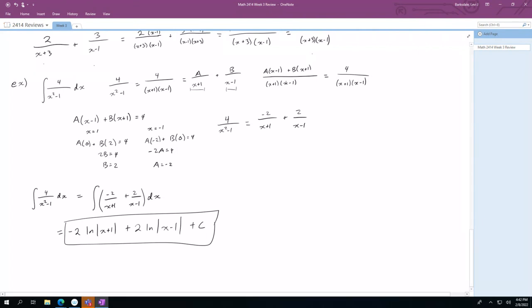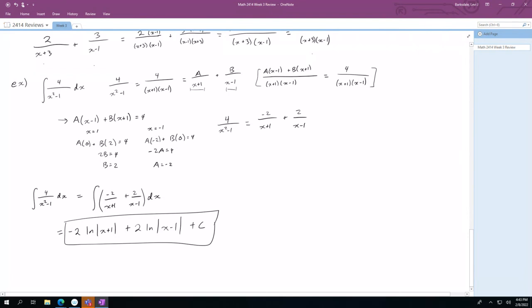When you get a little more accustomed to doing partial fractions, a lot of the times this step is skipped and you might just jump straight to here. But basically, the idea behind it is we're just adding two fractions, and we're looking for the numerators of those. So this is the big equation we're writing.